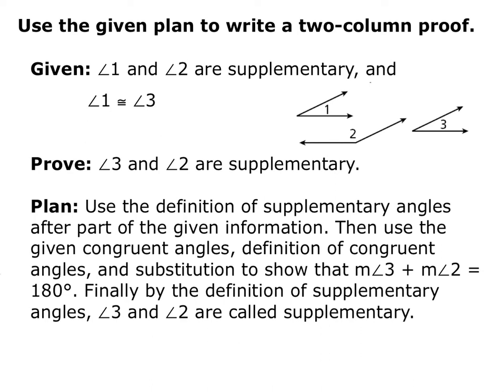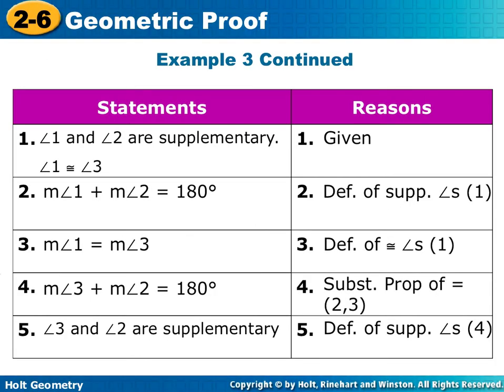Okay, then it says finally, so here's your last line, by the definition of supplementary angles, that's your reason in the right-hand column. In the left-hand column for this last line, we should now be able to say angle 3 and angle 2 are supplementary. And that's what we were trying to prove, so we got to the end. Okay, here's what it looked like.